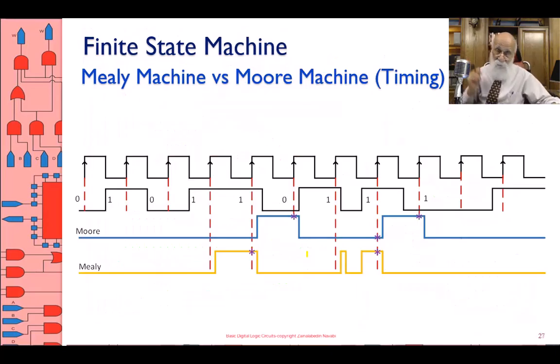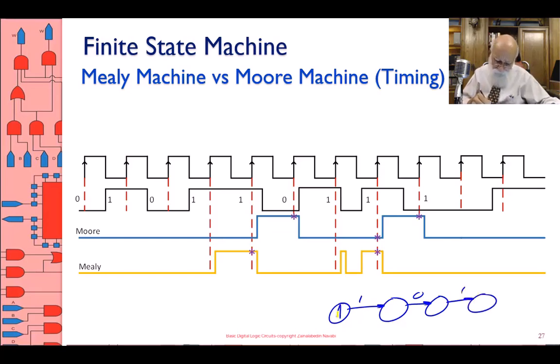This is the timing diagram. Okay, let's look at the timing diagram. Let me draw the state machine here again. It is a 1011 detector, 1, 0, 1. Okay, this is state A, B, C, D. 0 goes back to this, 0.